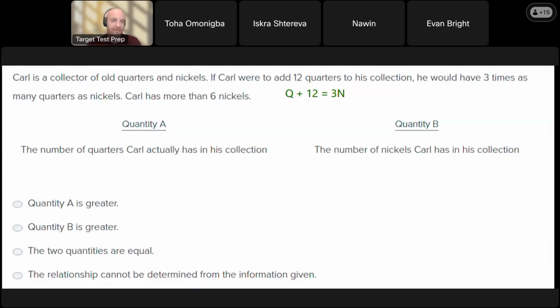But I also have this interesting condition where I'm told that the number of nickels has to be greater than 6. And I'm being asked to compare. So I've kind of distilled the stuff at the top as much as it can go, right? Now I want to know, well, here's Q, and I want to compare Q to N. Interesting, right? So presumably maybe there's a way to combine these. But is that necessarily the best way to do it?